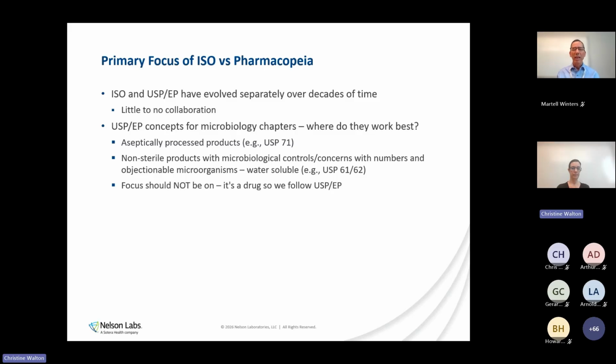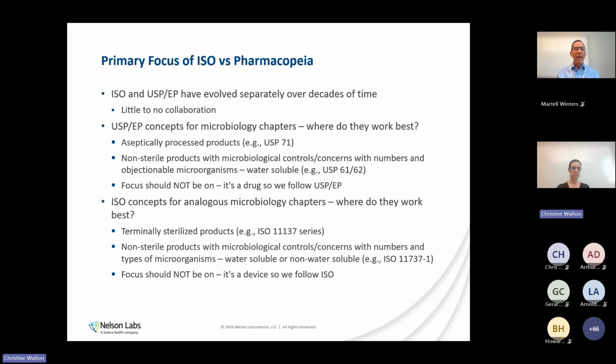We're going to come back to that. And generally, they need to be water soluble. So examples here are USP 61 and 62. So the focus, like I said, should not be on it's a drug, so we follow USP EP. So if we look at the ISO, when ISO works best for the similar chapters in microbiology.